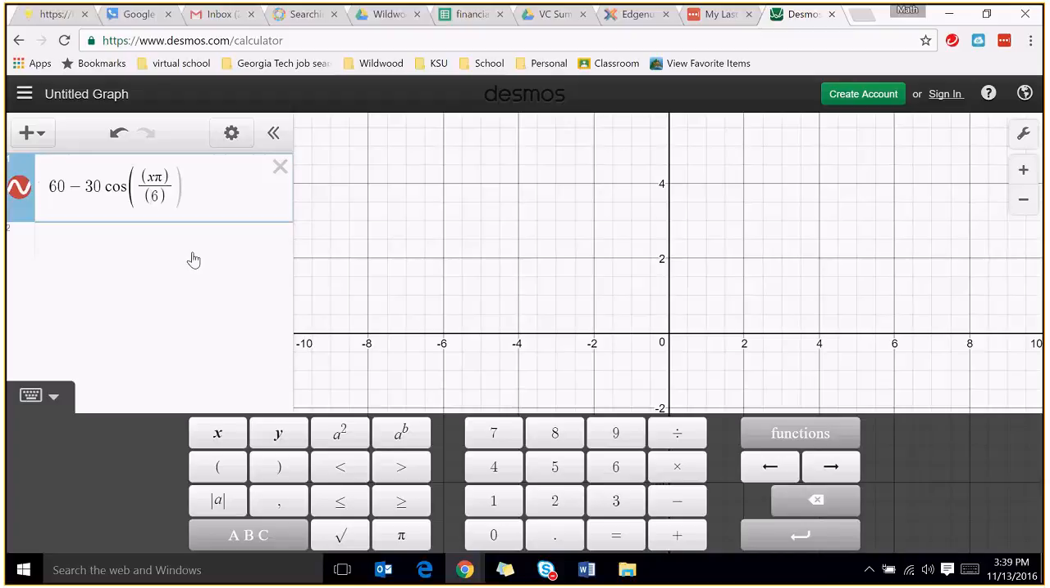Remember, your amplitude is going to be that A value, so your amplitude is 30. You have a vertical shift of 60. Just in case you were asked those questions. I'm not saying that's what you're going to be asked, but that 60 could be at the end too. It's just another way to write it. Alright, so let's go ahead and look at this graph.